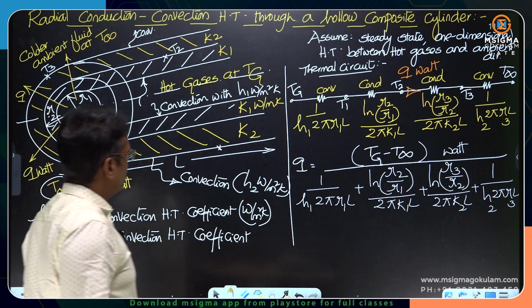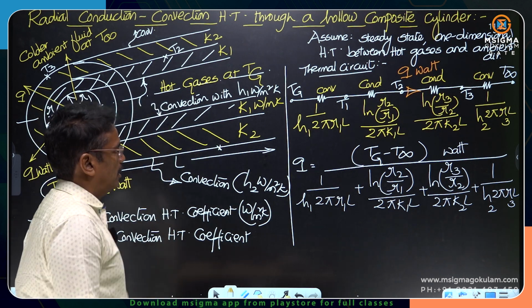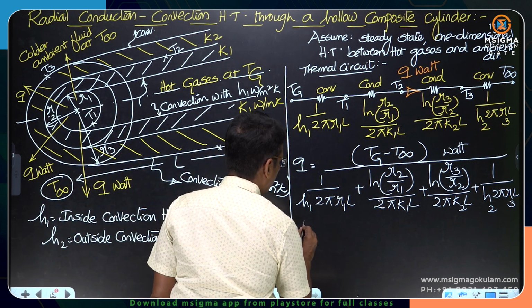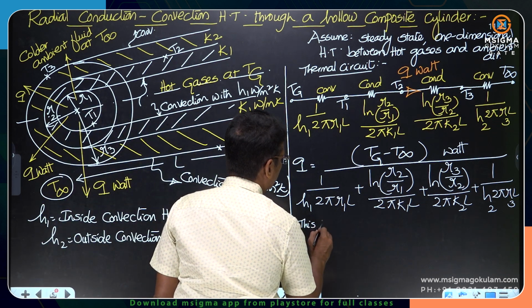This Q is the rate of radial heat transfer. This is the rate of radial heat transfer between hot gases and ambient.